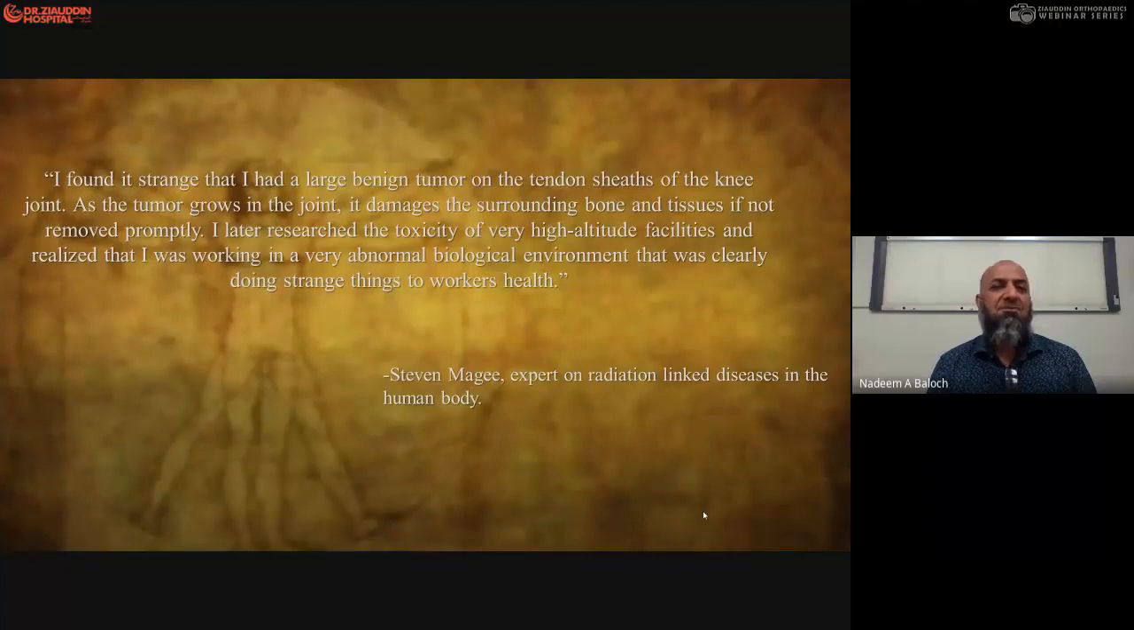I later researched the toxicity of a very high altitude facility and realized that I was working in a very abnormal biological environment that was clearly doing strange things to workers' health. So this depicts the importance of the environment that we are having and the frequency of tumors that we are facing now.